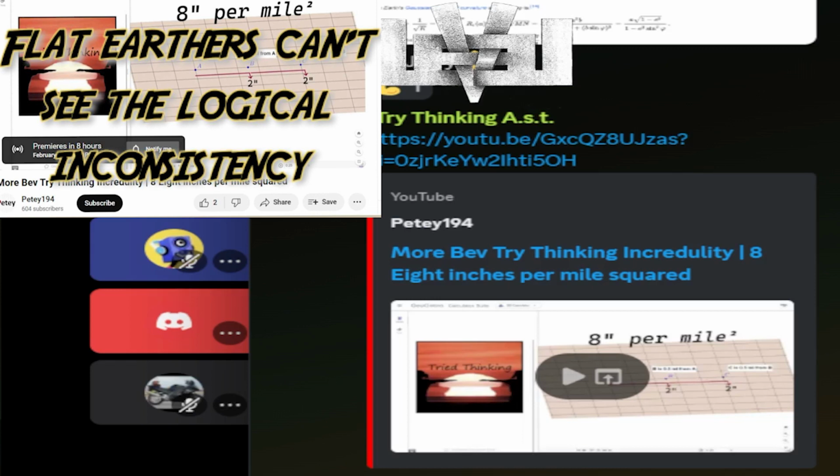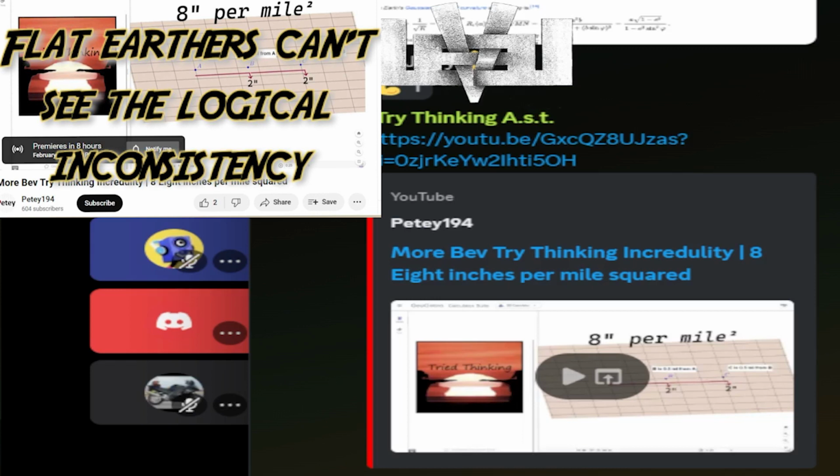What formula do you use to measure it? Give me the formula. I use differential leveling and triangulation to plot the points, and differential leveling to find the elevation. All right. Is there a formula for the Earth's curvature that you say is an official globe Earth formula?